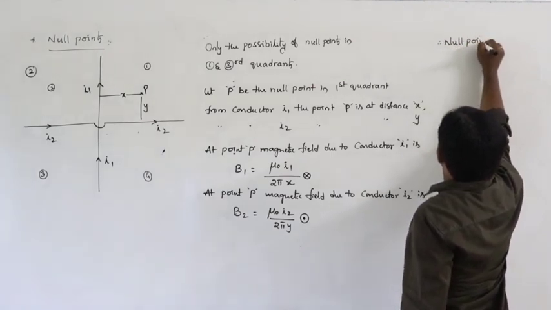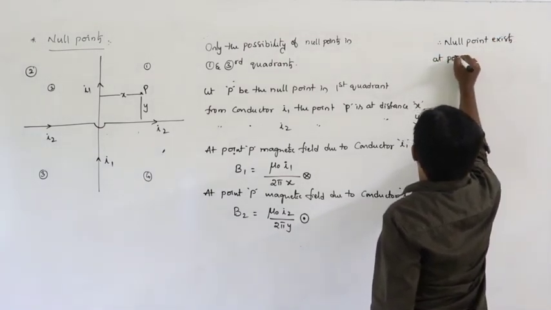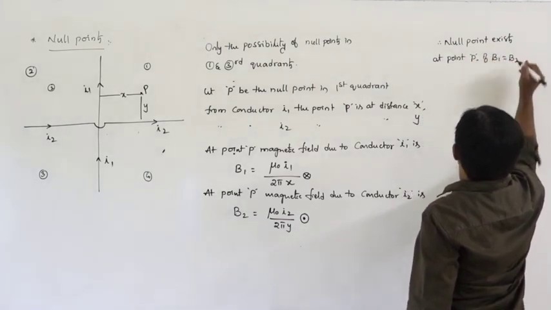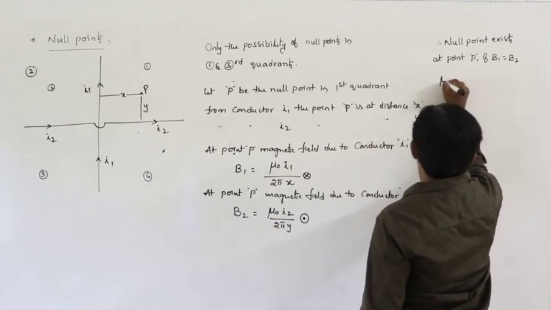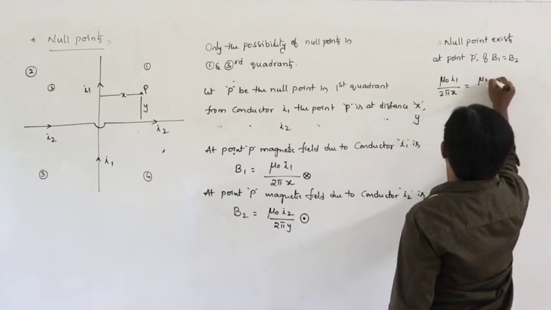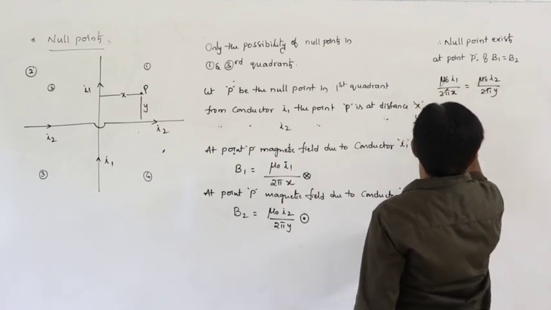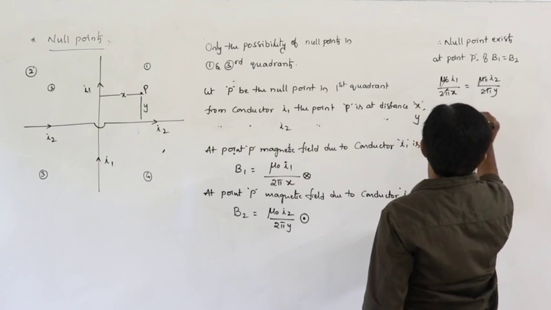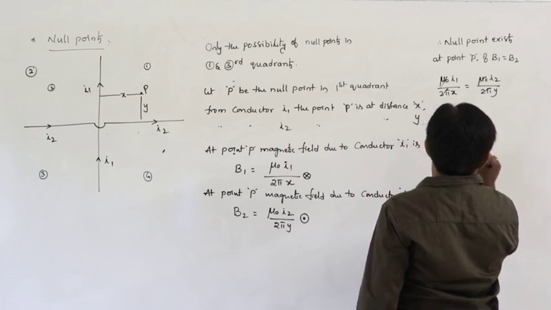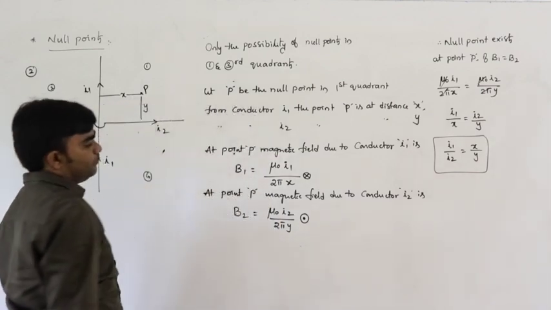Therefore, null point exists at point P if B1 is equal to B2. So what is B1? Mu naught I1 by 2 pi x, and B2 is mu naught I2 by 2 pi y. 2 pi and mu naught cancel. So I1 by x is equal to I2 by y. Therefore I1 by I2 is equal to x by y. So this is the condition for the null point at the point P.